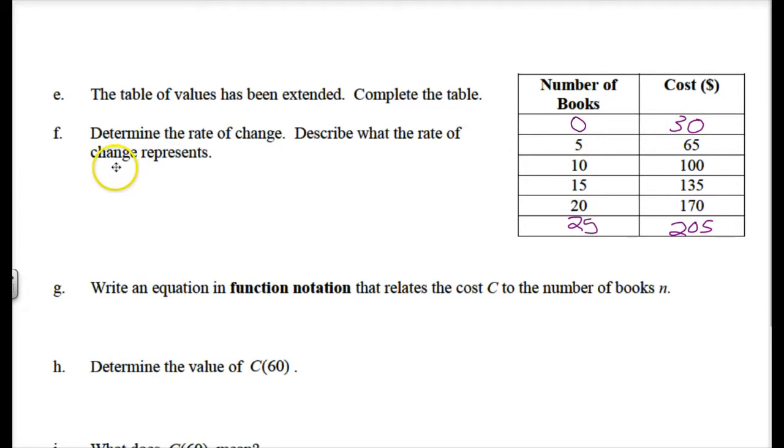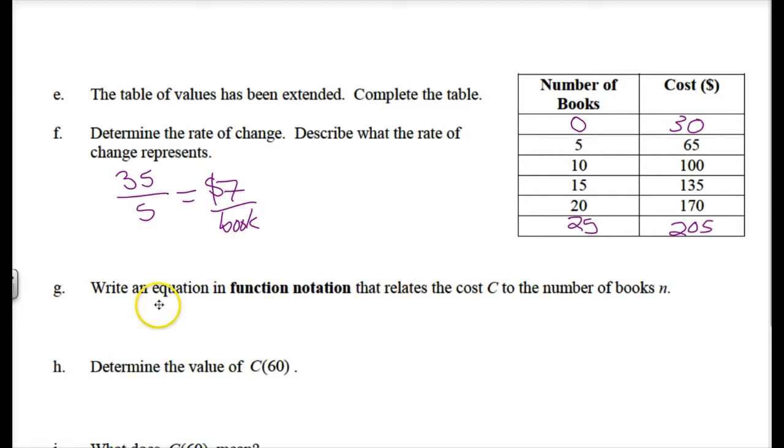So the rate of change is the change in the dependent variable. So we're going up by $35 for a 5 increase in books. That's change in dependent, which is 7. And in units, that's $7 per book. So this could be some kind of shipping charge or something like that. So the rate of change represents $7 per book.